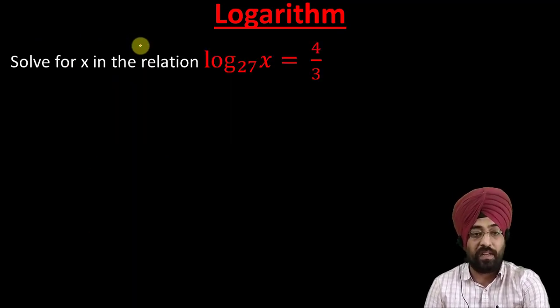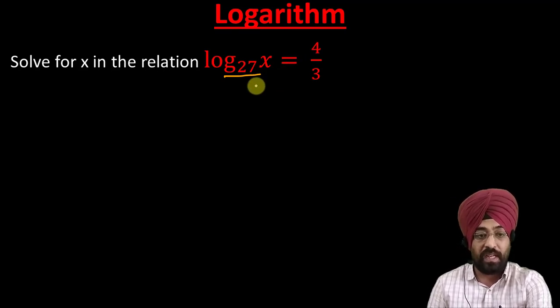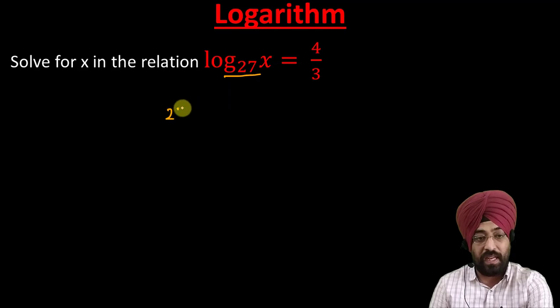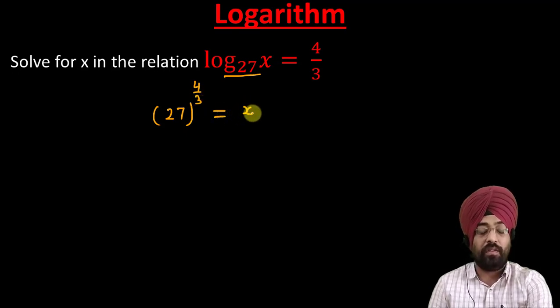Now we have to find the value of x. If we have log of x with base 27 is equal to 4 by 3, then we have to find the value of x. So as usual, first convert this logarithmic form into exponential form. We will first write base raised to the power of the right hand side 4 by 3, that is equal to x. So that will be your value of x.